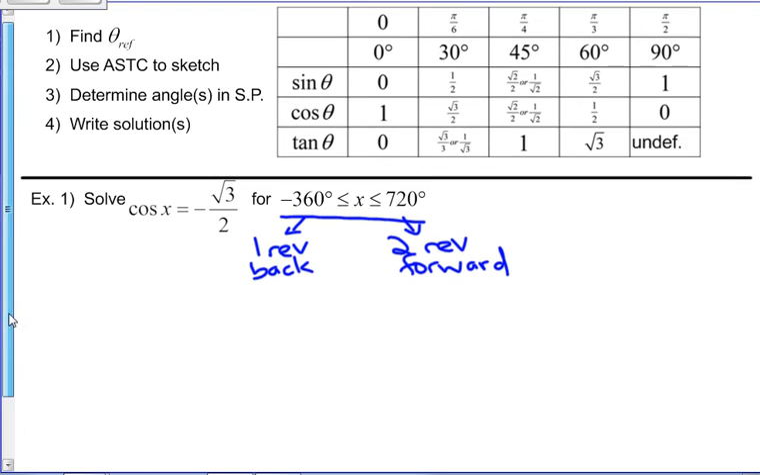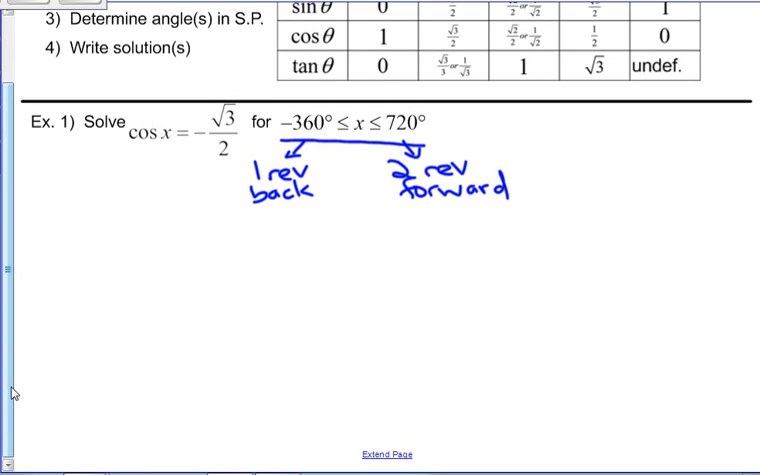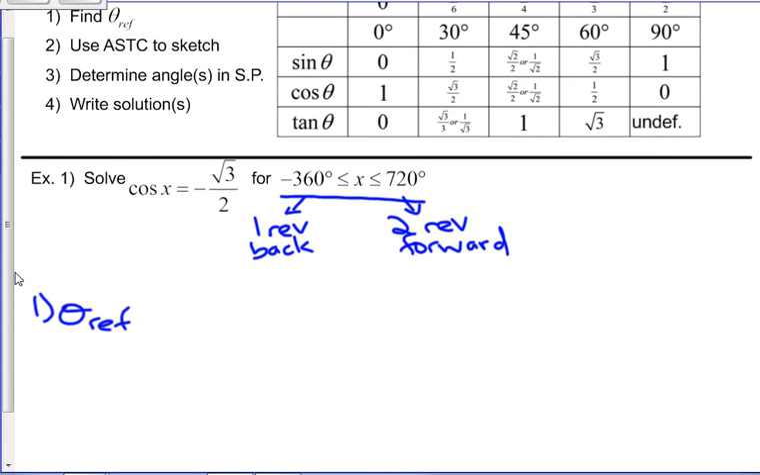Most of our process stays the exact same. So as always, we're going to look for theta ref, which means we're going to figure out where cosine is root 3 over 2. That happens here, and since there are degree signs right here, I know that I'm dealing in degrees. So this will be 30 degrees.